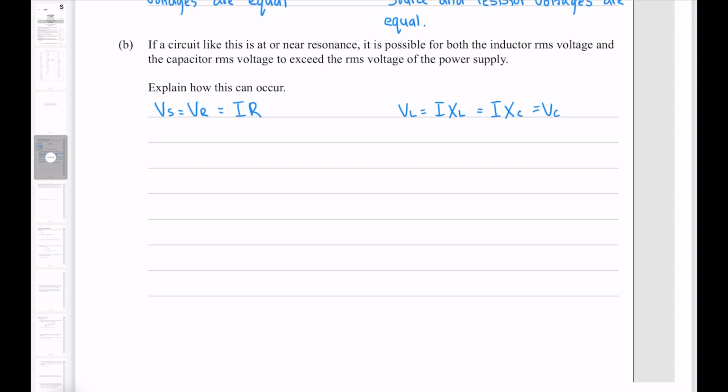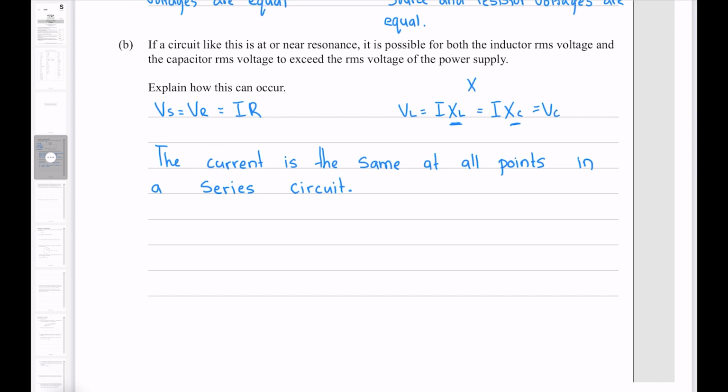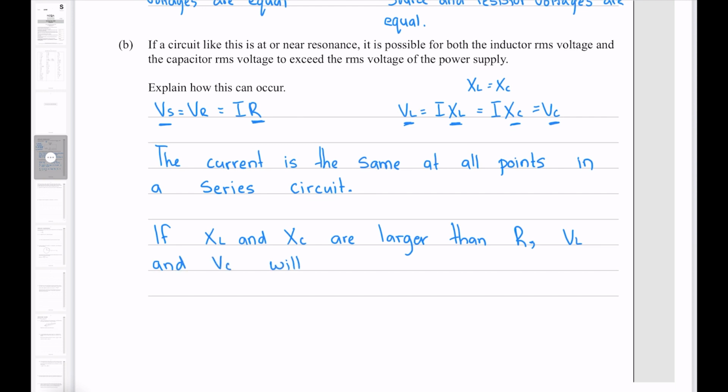Now, what we can see here is that because the current is the same at all points in a series circuit, if our reactances here, which are equal, exceed our resistance, then our voltages here, which are also equal, will exceed the voltage of our source. If XL and XC are larger than R, VL and VC will be larger than VS.